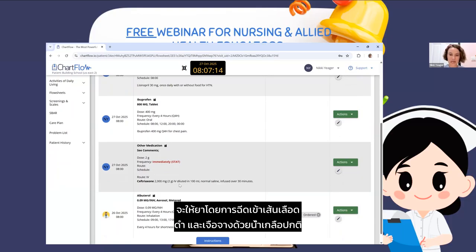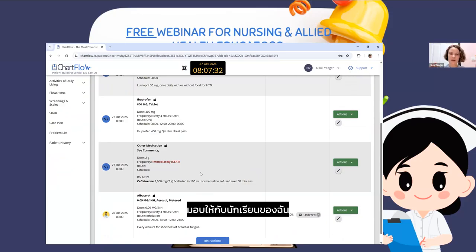It's going to be given via IV, and it's diluted in 100 milliliters normal saline to be infused over 30 minutes. I put this in as an order under other medication because I wanted to clearly write out this information in the form that I would give my students.